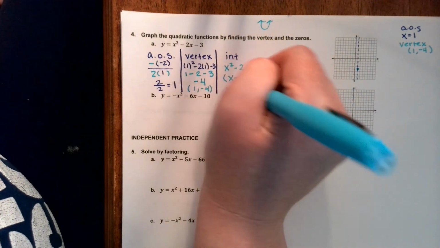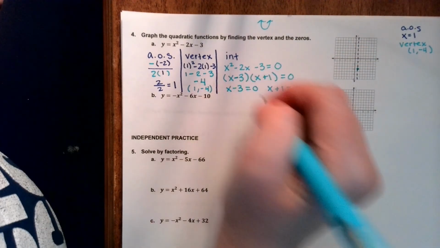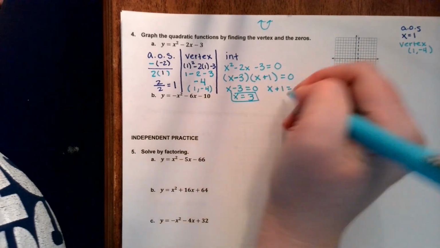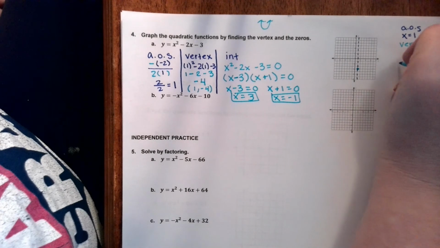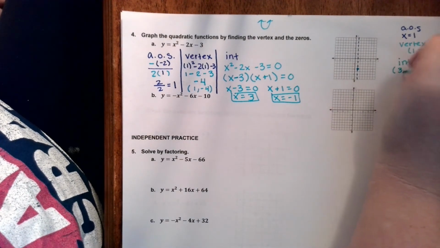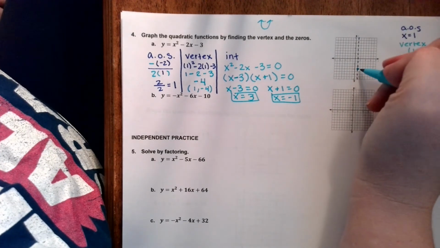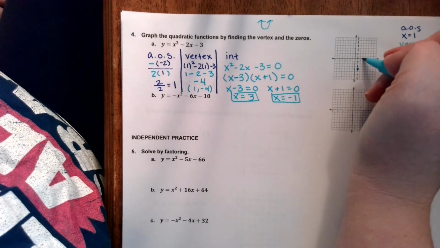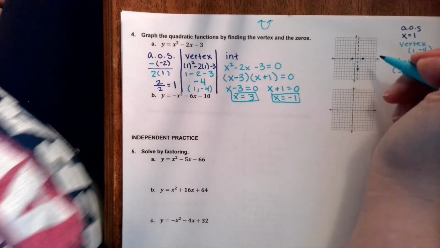Set them equal to 0. And when we add 3 to each side, we get x equals 3 and x equals negative 1. So my intercepts are 3, 0, and negative 1, 0. So I have 1, 2, 3, 0, and negative 1, 0. Okay.